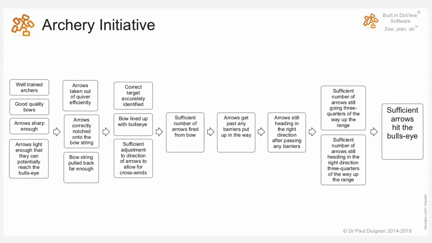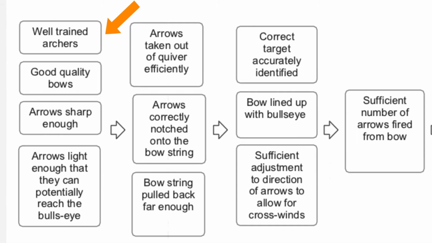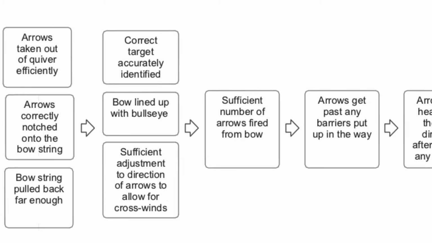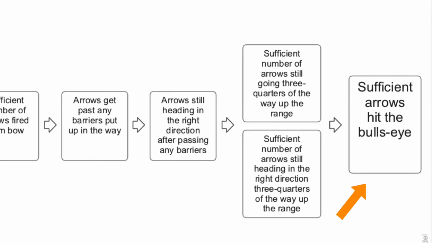Here is an intervention logic, program theory, theory of change, strategy model about the initiative. You can find more information on these in 3-minute outcomes number 2. On the left-hand side of them, you have well-trained archers, good quality bows, arrows sharp enough. And on the right-hand side, you have the outcome, sufficient arrows hit the bullseye.